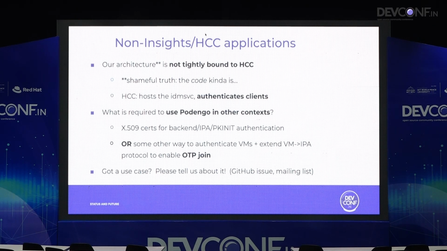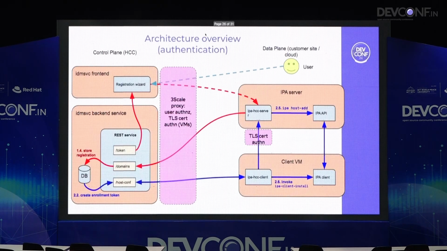What would you require to take care of? You would need to take care of X509 certificates to authenticate with the backend. There are other ways to authenticate, one of which is OTP join. If you have a use case, you can open a GitHub issue. You can hit us on the mailing list. We would like to hear your feedback, and we'll definitely communicate, understand your use case and work on that.